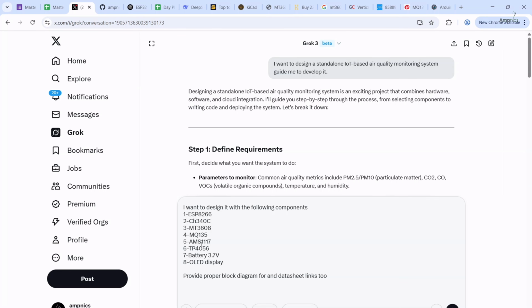So what's this prompt? I want to design it with the following components: ESP8266, CH340C, MT3608, MQ135, AMS1117, TP4056, battery, OLED display. Provide a proper block diagram and datasheets too.